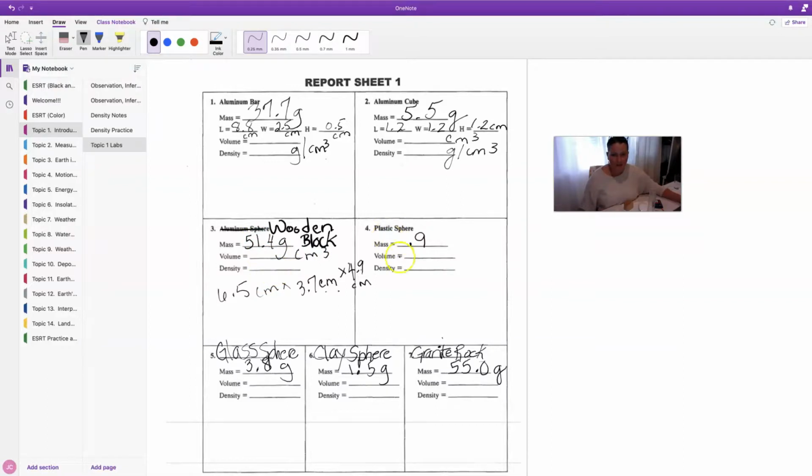Okay, plastic sphere, we had a volume of 1 ml. This is simple. You'll do 0.9 grams divided by 1 ml to get your density. Glass sphere, again, it was 1 ml. And clay sphere, 1 ml. And again, same thing. You're going to do the mass divided by the volume to get your density.